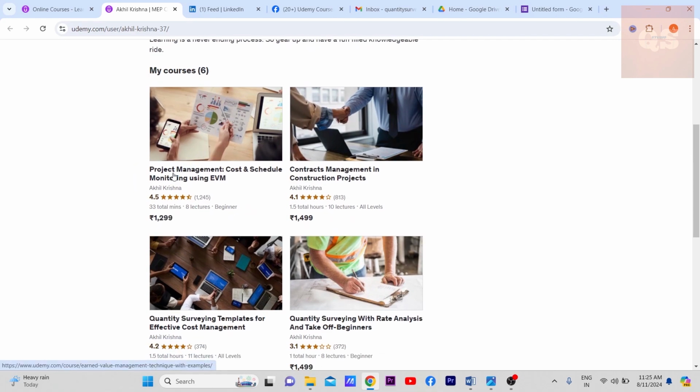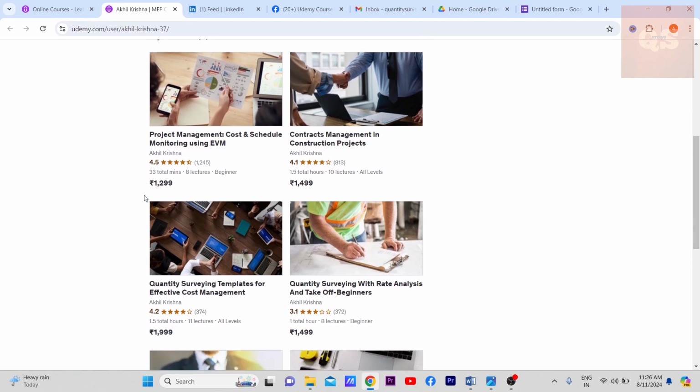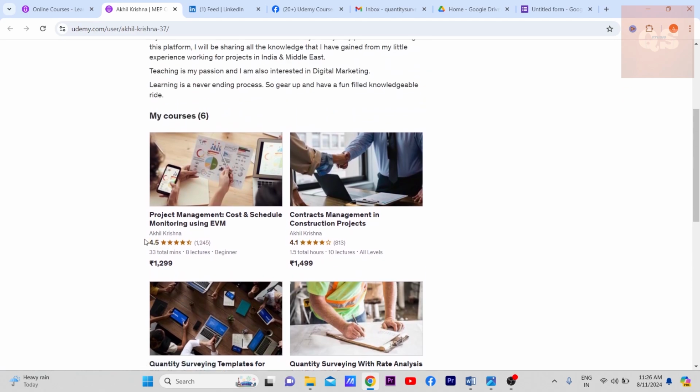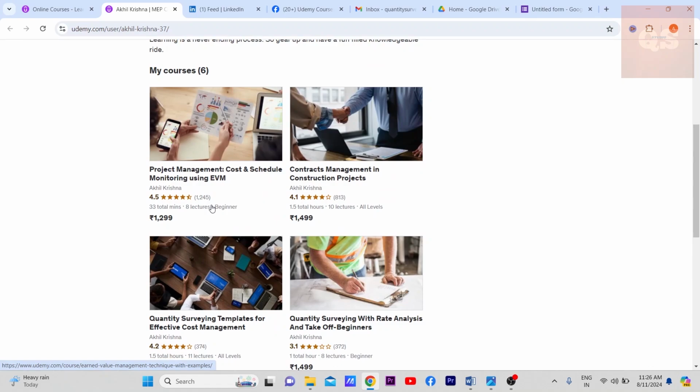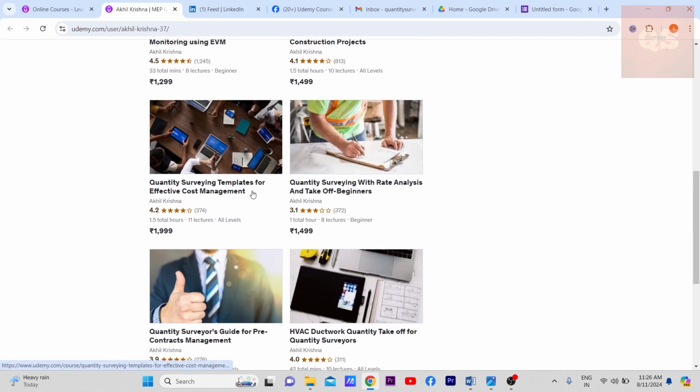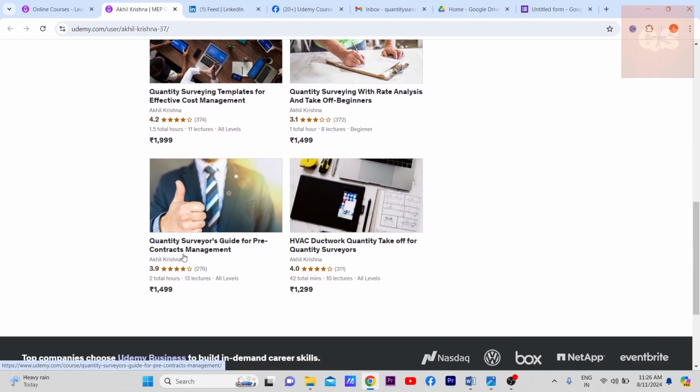This course is about project management, cost and schedule monitoring using EVM. This I would say is my highest rated course, which has 4.5 with 1 to 4.5 reviews. Then I have a course on contracts management in construction for projects, 4.1 rating with 813 reviews. Quantity surveying templates for effective cost management, 4.2 rating, 374 reviews. Quantity surveying with rate analysis and takeoff for beginners, 3.1 rating, 372 reviews. Quantity surveyors guide for pre-contracts management, 3.9 rating, 276 reviews.